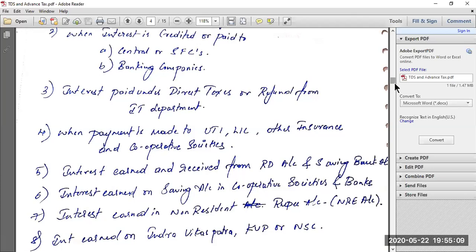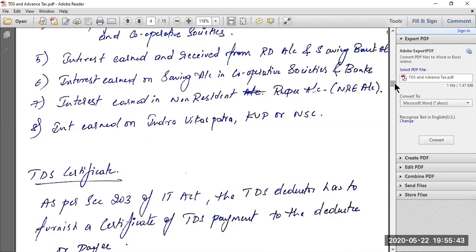Then again, interest earned on savings accounts in cooperative societies and banks. Suppose you are saving money and receiving interest in cooperative societies and banks, then again there would be no TDS deducted on such interest amount. Then again, interest earned in a non-resident rupee account. Suppose there is an NRE account maintained in rupee denomination, then interest earned on that account would not have any TDS deducted. Then again, on interest earned on certain government securities like Indira Vikas Patra, Kisan Vikas Patra or National Savings Certificate, no TDS would be deducted.